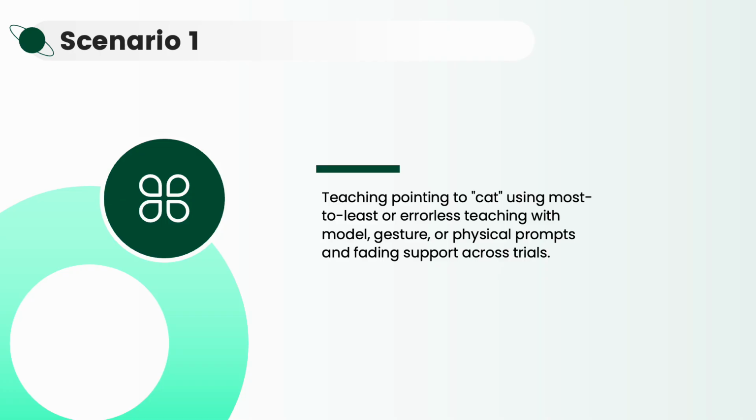We're using most to least because this is likely a new skill. We want to ensure success right away, and we want to avoid repeating errors, so we're starting with high support. Let's walk through what a correct trial should look like.